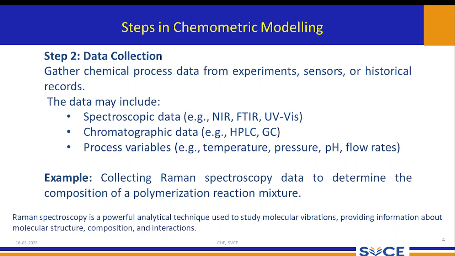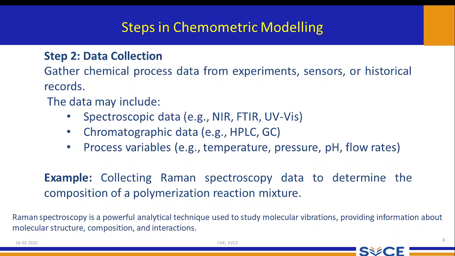The second point is data collection. Gather chemical process data from experiments, sensors or historical records. A lot of sensors are available, like pH meters, temperature sensors, carbon dioxide sensors, to determine the composition. The data may include spectroscopic data, or chromatographic data like HPLC, GC, high performance liquid chromatography, gas chromatography, even GCMS, gas chromatography mass spectroscopy, and process variables.